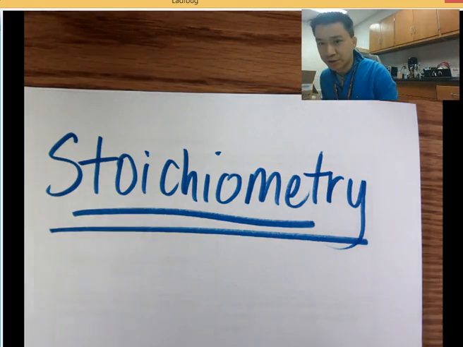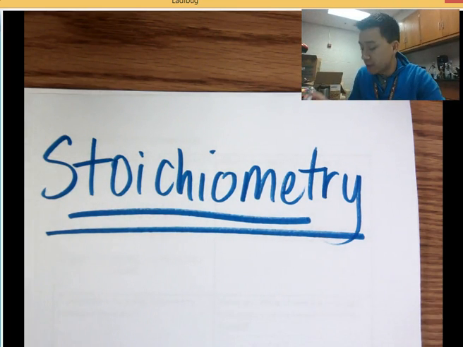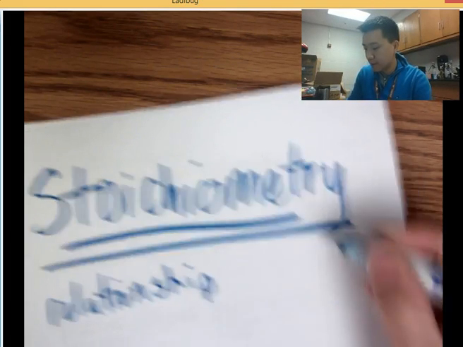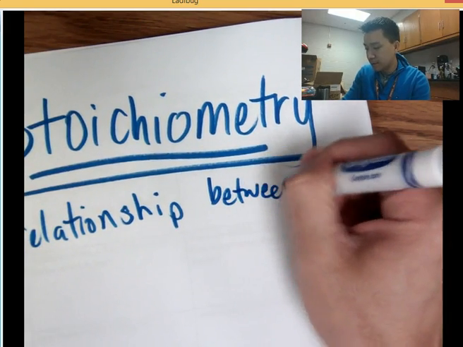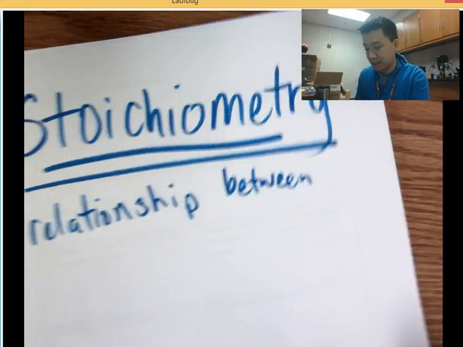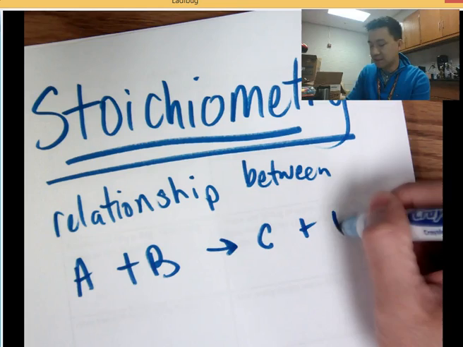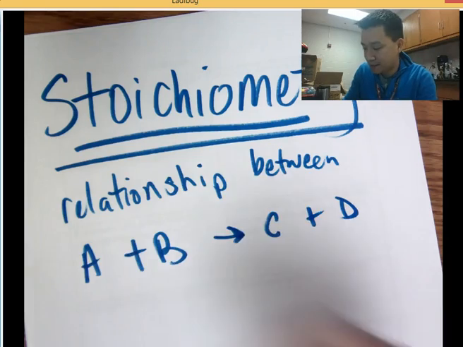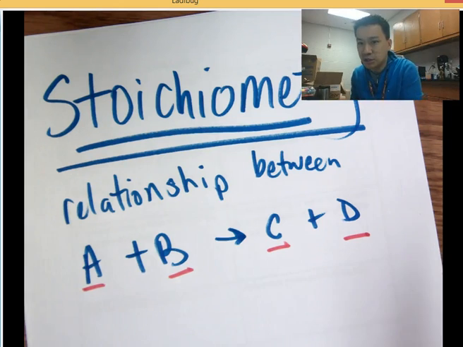This is the stoichiometry unit. And what is stoichiometry? Stoichiometry is the quantitative relationship between parts of a chemical reaction, okay? Could be A plus B gives you C plus D. These are different compounds, so we can find the relationship between the reactants, or the reactant and the product, or product and product. We can compare any two things on here.